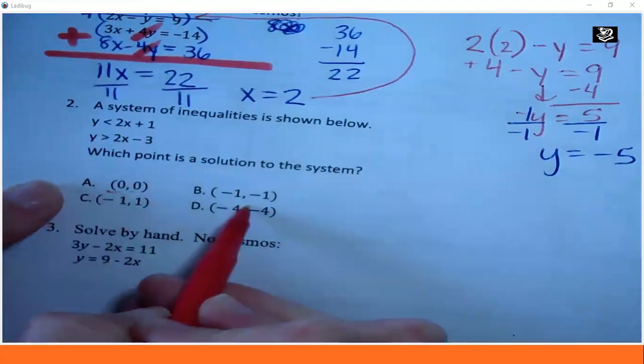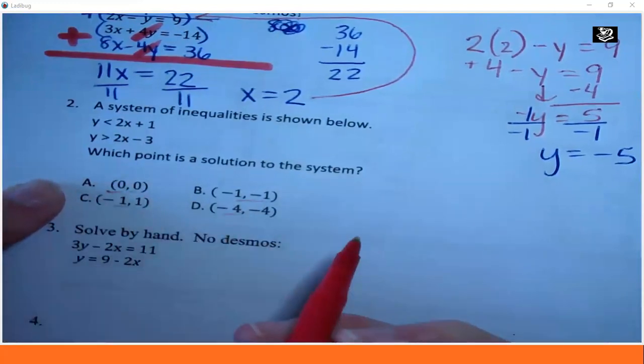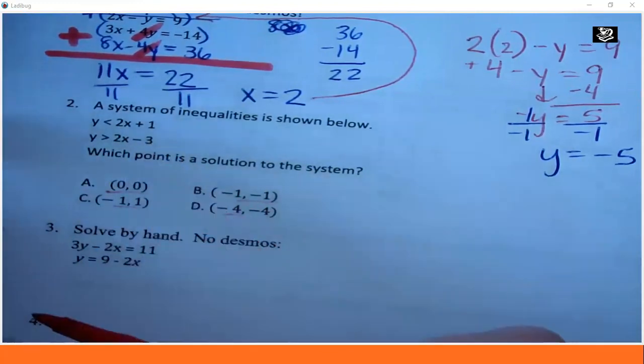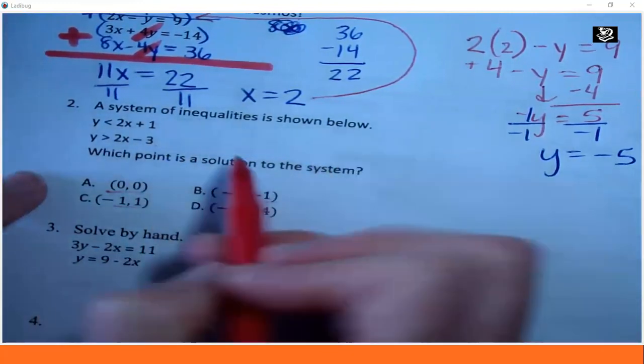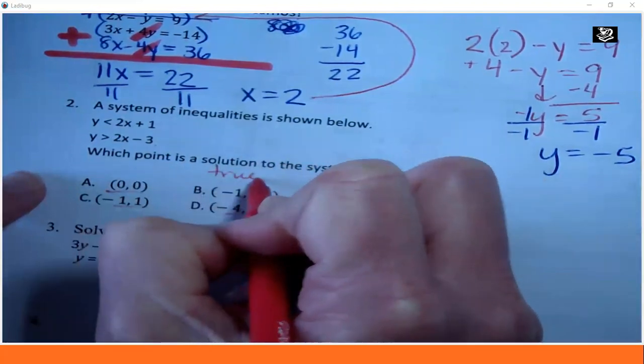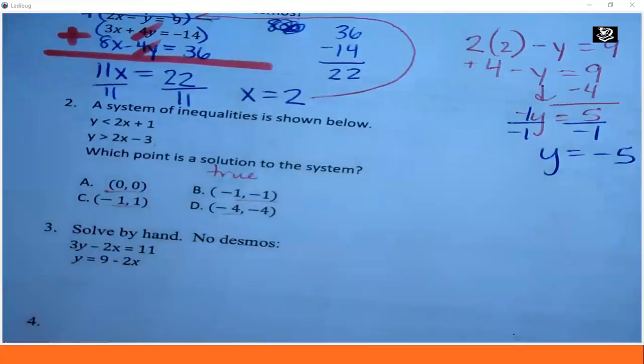What you could do with these answer choices? Plug them in. Do you have to plug them into the top one, the bottom one, or both? Both. And you're trying to make it true or false? True. You're trying to make it true. Okay. However, we are going to use Desmos.